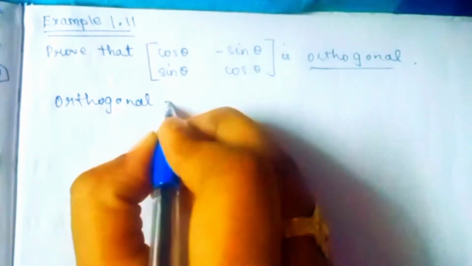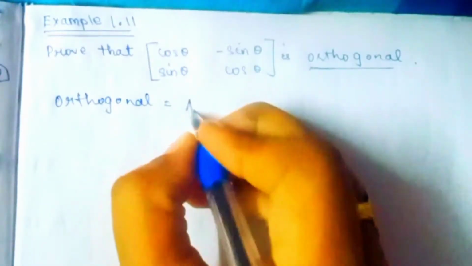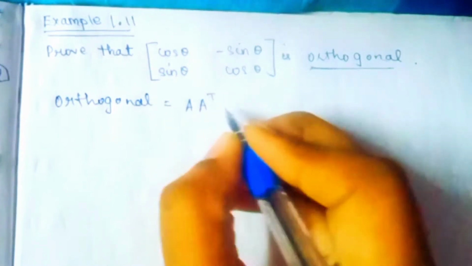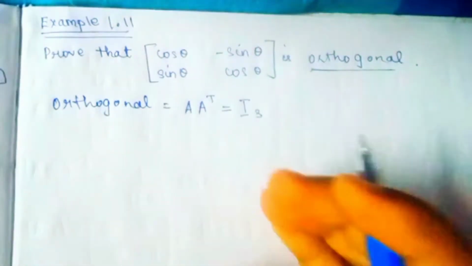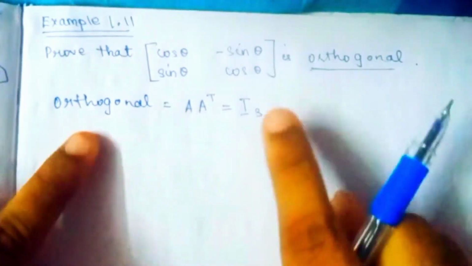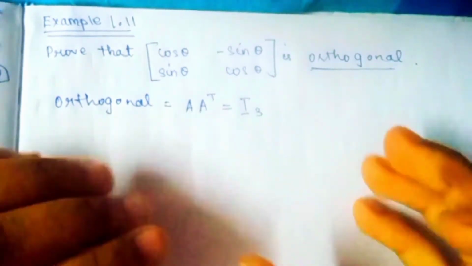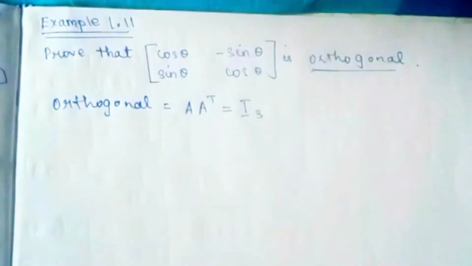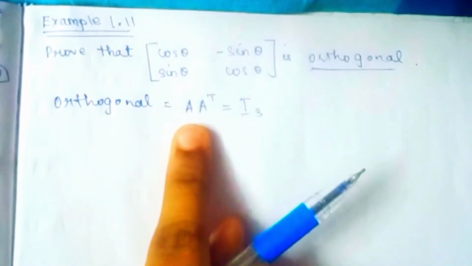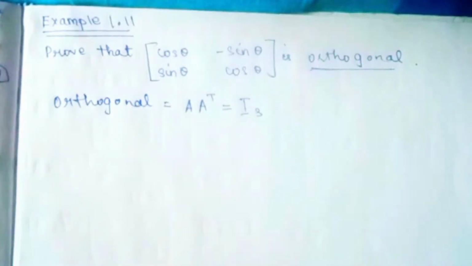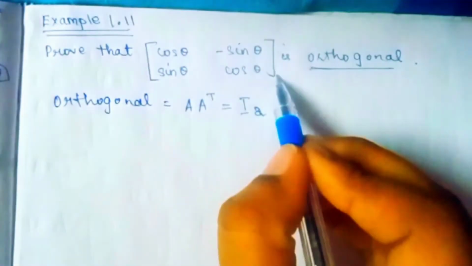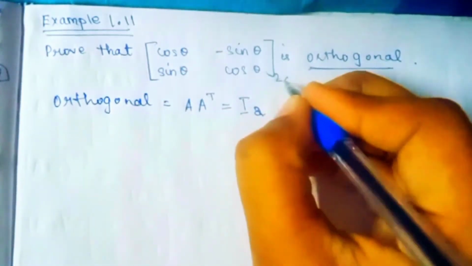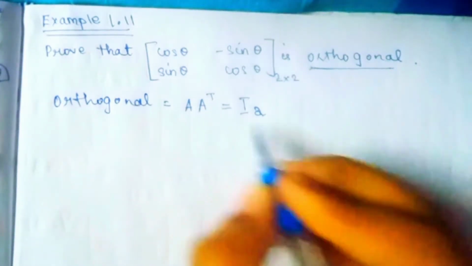Orthogonal is nothing but A into A transpose is equal to I3. That's all. You have to know only this. This is the orthogonal formula. So you have to do this, and you have to get I2, because you have a 2 into 2 matrix here. So here you have a 2 into 2 matrix, then you will have I2.